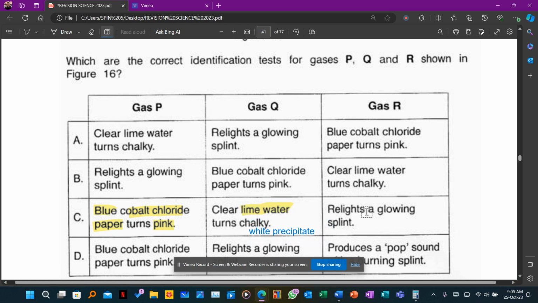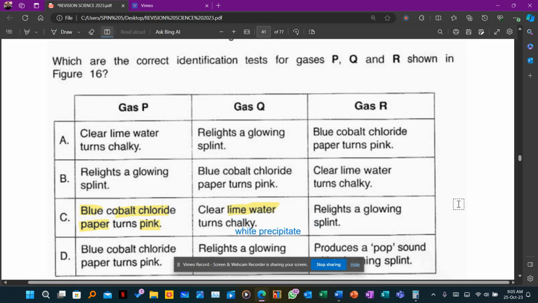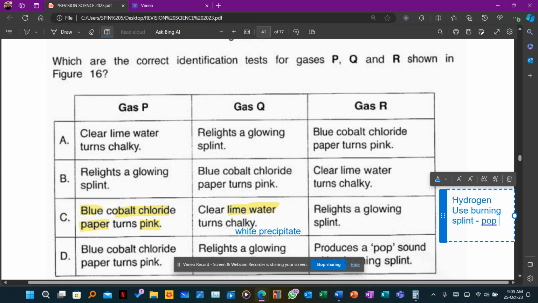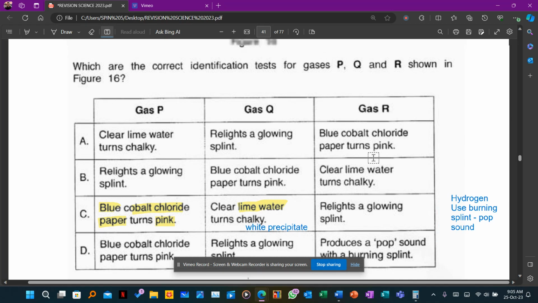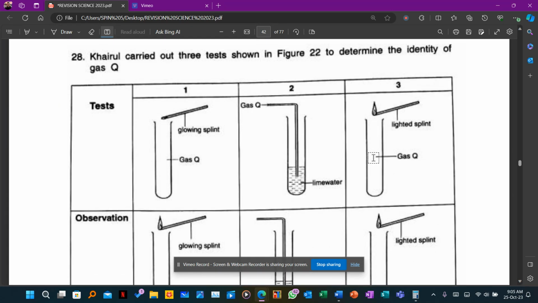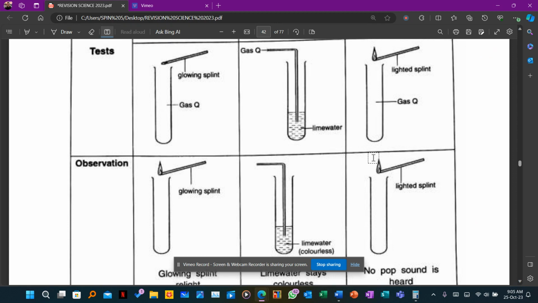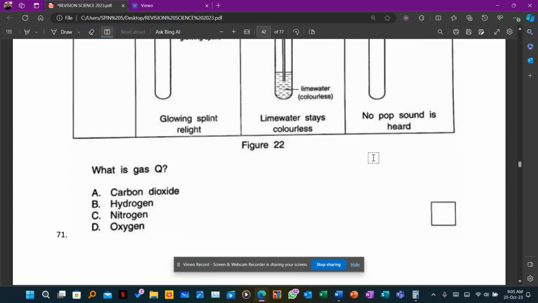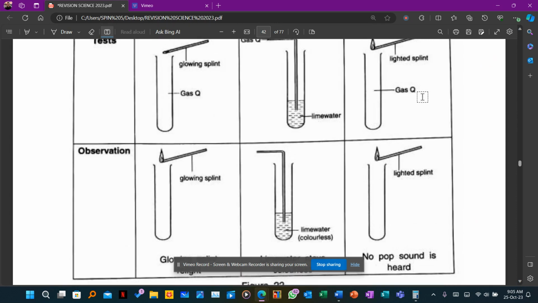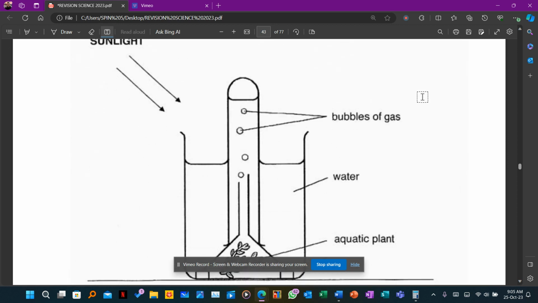Okay, then relight a glowing splint. And there's one more gas that you should be familiar with by now. It is hydrogen. When you use a burning splint, it will produce a pop sound. Let's see if we will go to that question later on. Next one, 28, the same type of question, identifying. So I'm just gonna pass it as long as you understand.